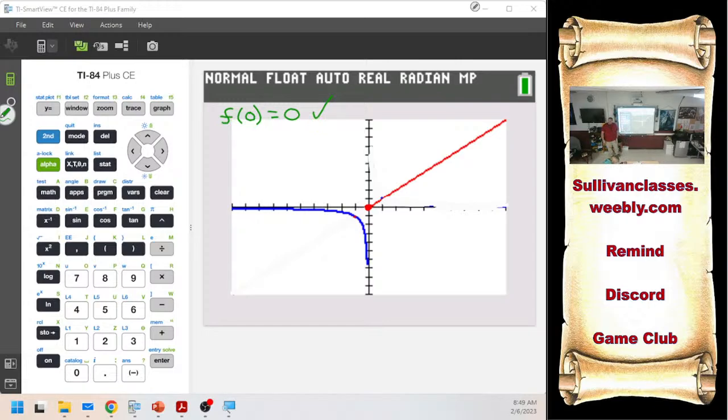But the limit of my function as x gets really close to 0, as I get really close to 0 this way, it's approaching 0. As my x's get really close to 0 this way, where do my y's go? Down to negative infinity. So because those aren't the same, I would say the limit does not exist. Now I can see that graphically.